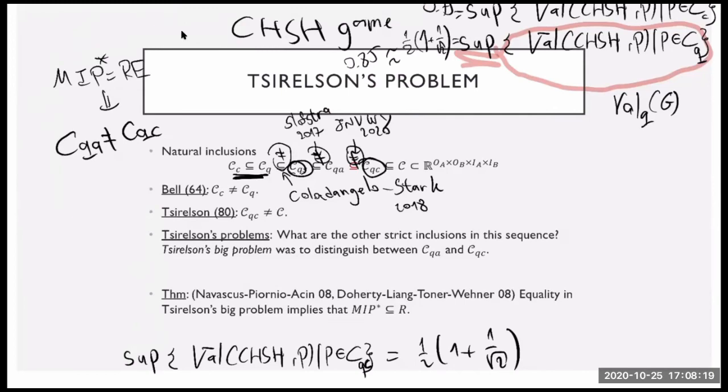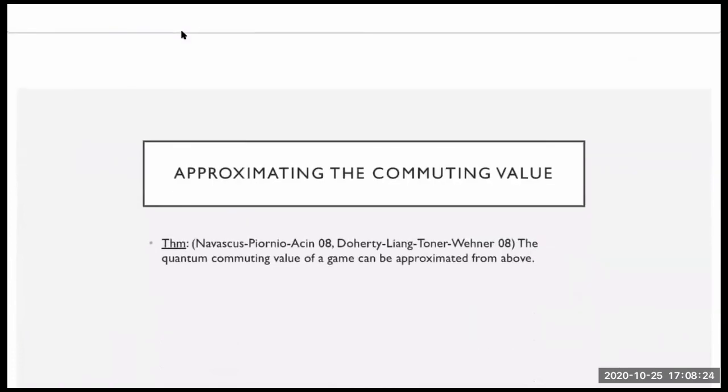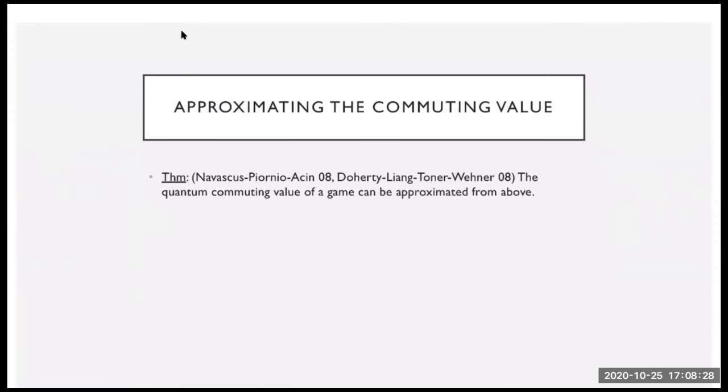This is in some sense a corollary of the theorem. So the actual theorem is the following one. We had the classical value, which was the supremum. Given a game, you can calculate its classical value, which is the supremum over all classical correlations. You can calculate the quantum value, which is the supremum over quantum correlations, but is also the supremum over quantum spatial correlations, and it's also the supremum over quantum approximated.